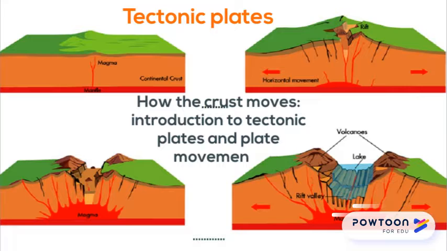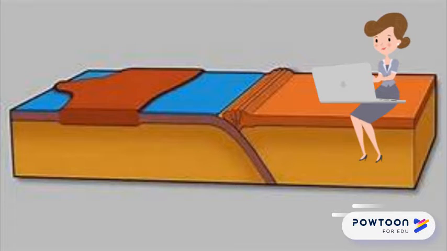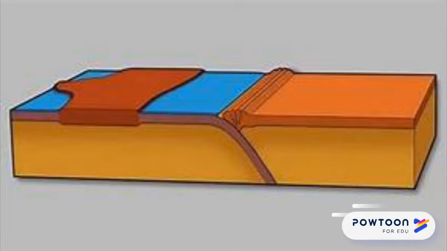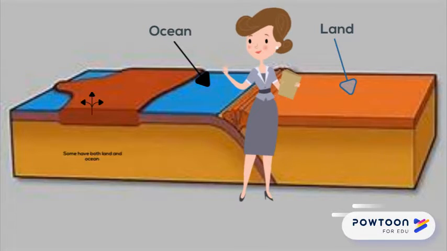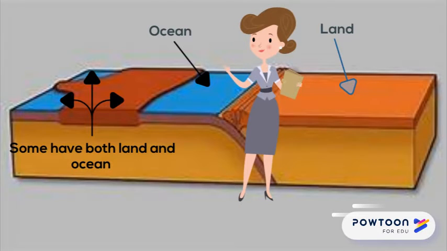Tectonic plates. Earth's crust is divided into a number of large slabs, which scientists call tectonic plates. Tectonic plates float on the liquid mantle underneath the Earth's crust. Below is a picture that shows the position of the tectonic plates. Some plates are mostly ocean, others are mostly land, and others have both land and ocean on them.